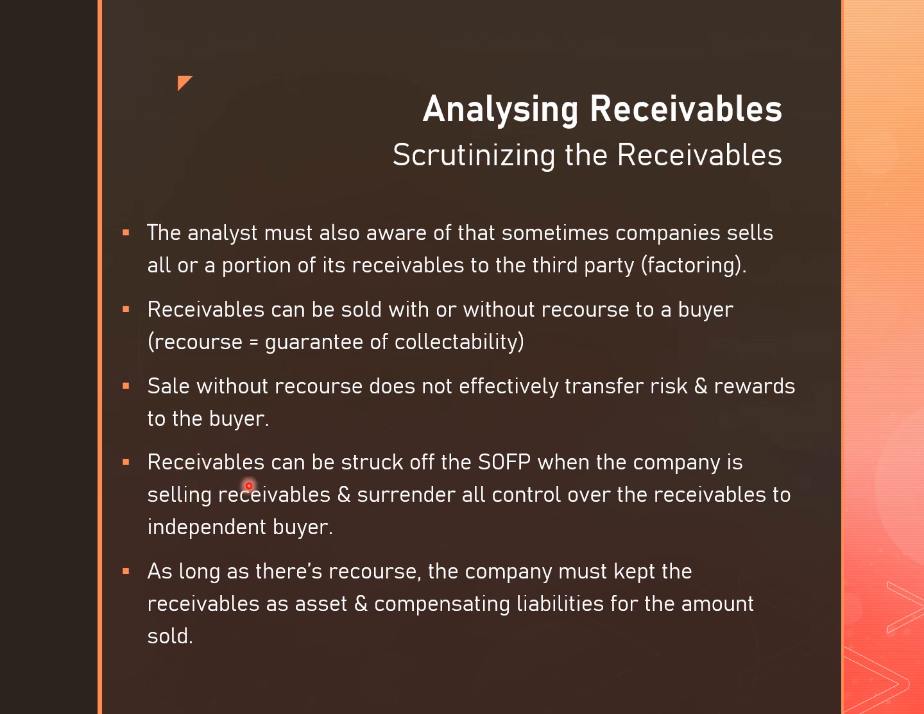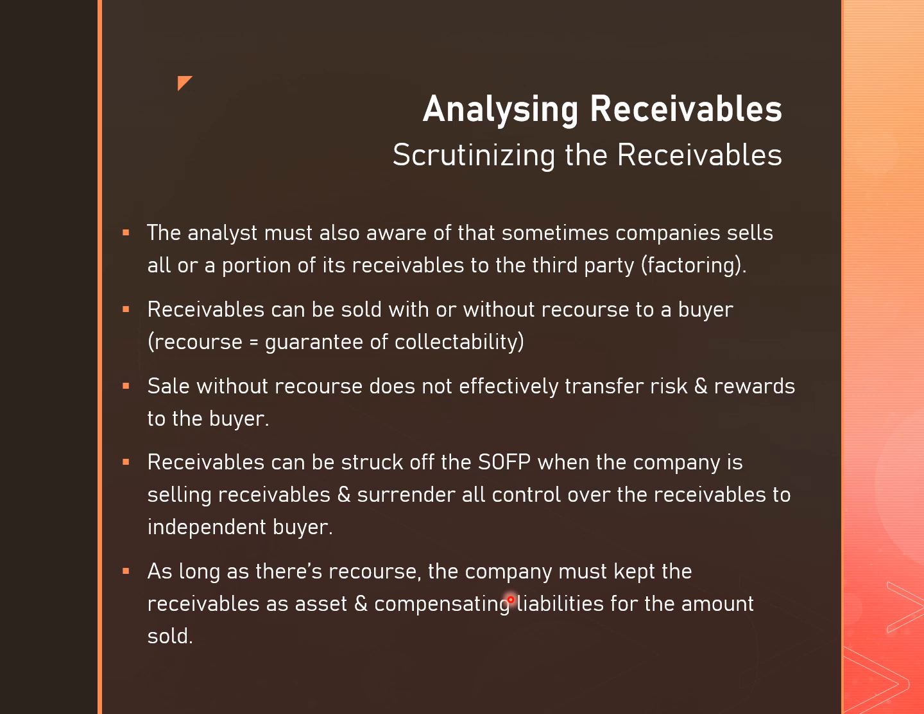Okay, so receivables can be struck off the SOFP bila company tu jual receivable dan surrender all control over the receivables to the independent buyer. So as long as there is recourse, okay, recourse maksudnya guarantee of collectibility, the company must keep the receivable as asset and compensating liabilities for the amount sold. Apa benda ni maksudnya? Sometimes company dia akan jual dia punya account receivable tu kepada bank untuk dapatkan short term loan. Okay, bila dia jual kepada bank, dia akan jual yang high quality account receivable lah.